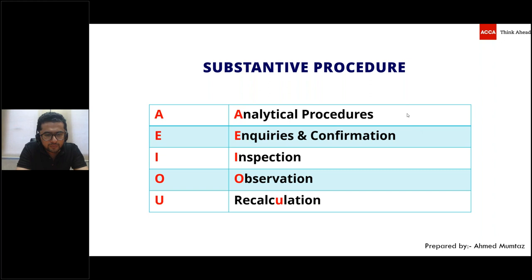Yes, written representation is a special kind of confirmation, not normally used by the auditor, but an auditor would use it if the situation requires it. Is this clear?